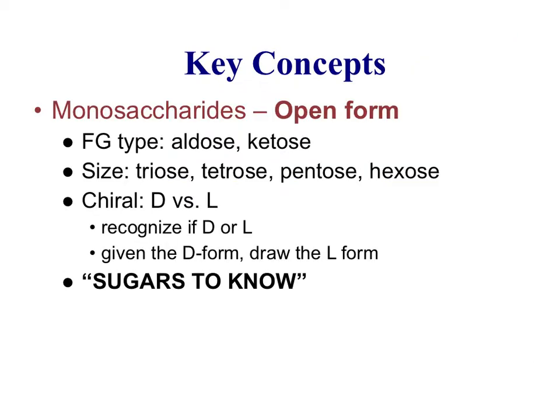So obviously we're going to start with the simpler things. So we're going to talk about monosaccharides in the open form. They have several things that you'll need to look at. One thing is the functional group type. Another thing is the size. They are chiral, so we'll talk about D versus L. And then we'll talk about specific sugars that you'll see a lot, like the sugars you'd want to kind of recognize and know.